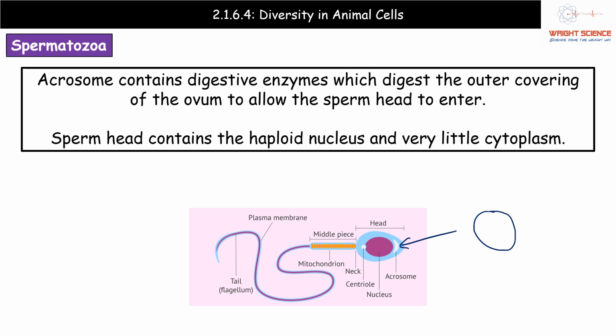It is worth mentioning the fact that obviously the head is where we do have the nucleus, and remember in a human that will have 23 chromosomes present, for the simple fact it is half of the diploid number. It's that haploid number in our little gametes.